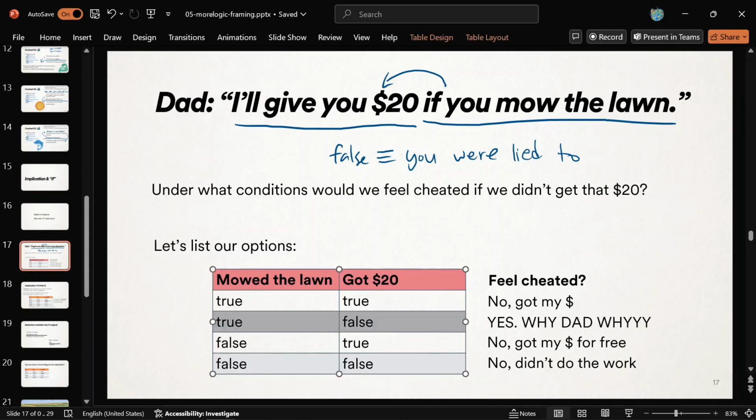If you mow the lawn, but you did not get $20, Dad was for sure lying to you when he said this. Does that make sense? That is the one case where you totally feel cheated and you go get your lawyer and you sue Dad for $20, okay? Or you go get Mom. That's the idea. So that leads to a logical symbol, right?